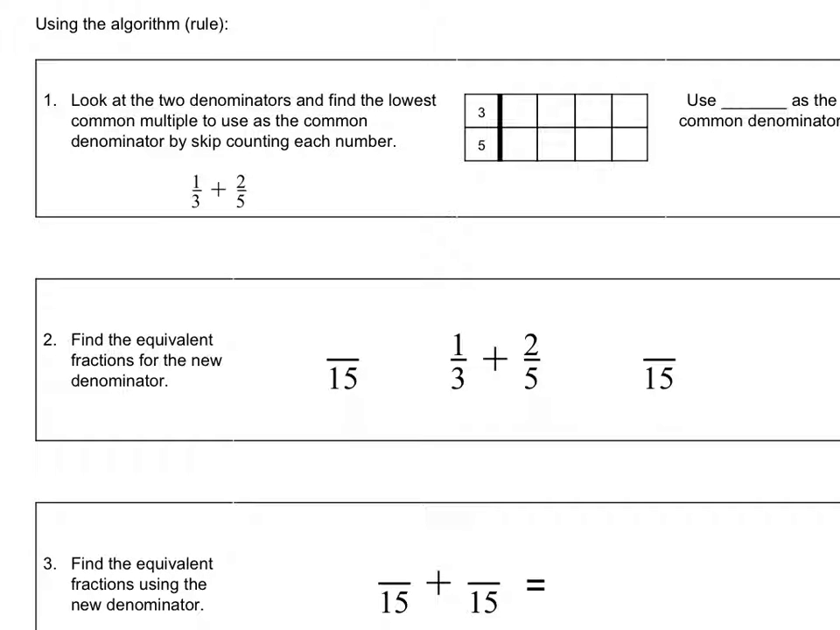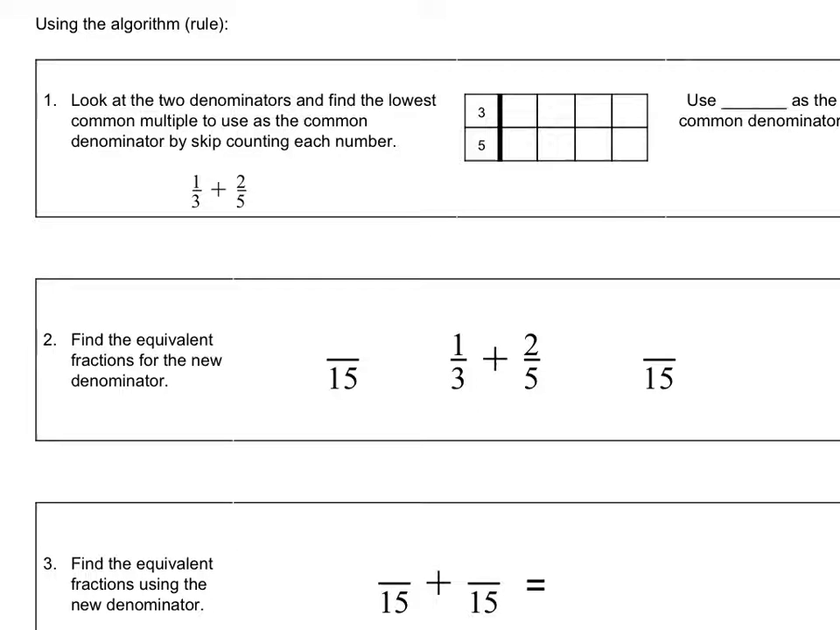A third strategy that you can use in order to add and subtract fractions is the algorithm, which is really just the algebraic rule. So in this example, we have two fractions, 1/3 plus 2/5. Now again, just like for our other strategies, we have to start by finding a common denominator.